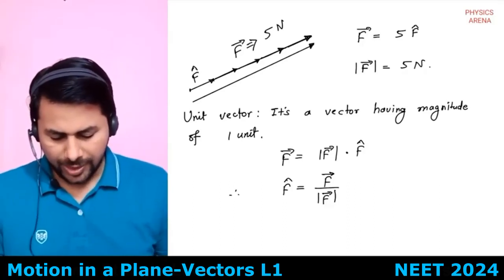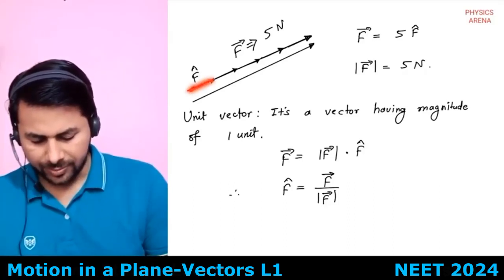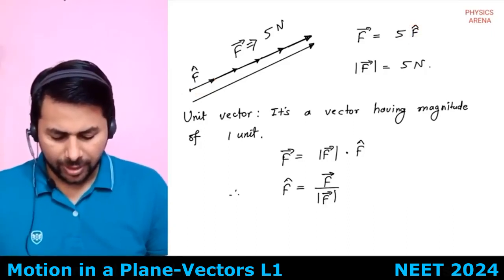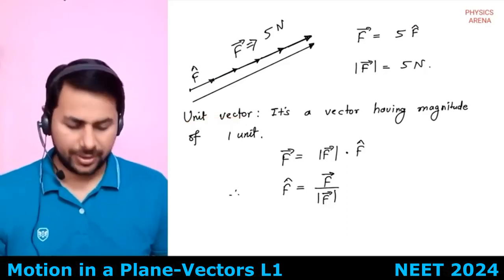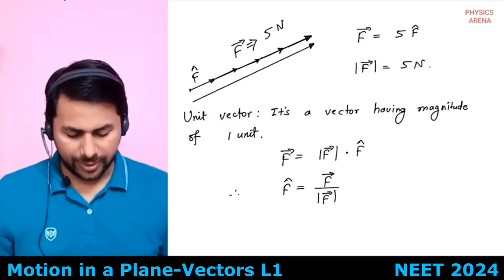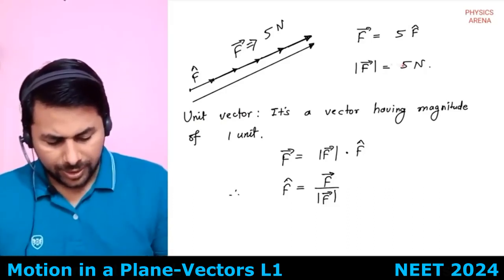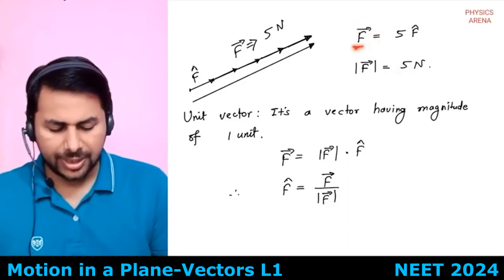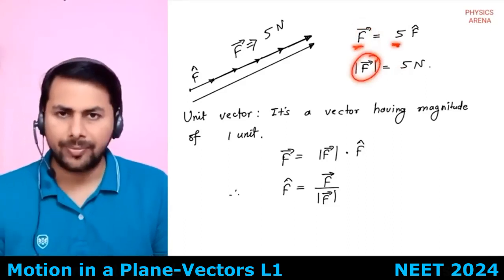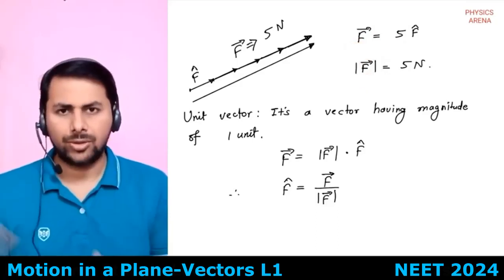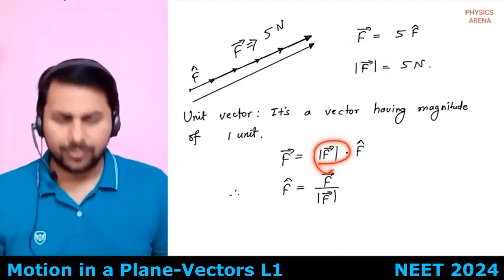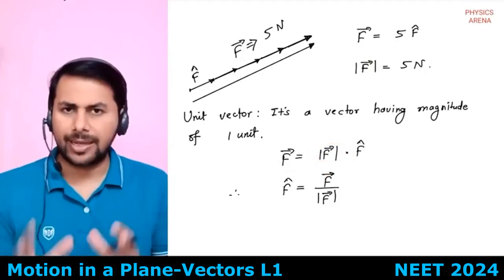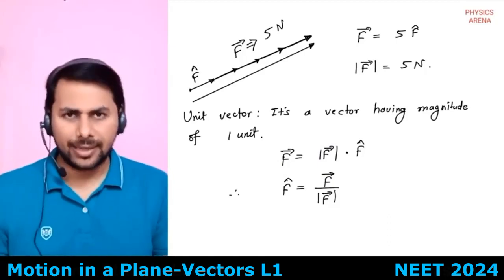Okay, so if you consider this vector f cap, this is known as the unit vector in the direction of f bar. So what is a unit vector? It's a vector having a magnitude of 1 unit. Now see, the magnitude of this f bar is equal to 5. So I can write this equation as f bar is equal to the magnitude of f bar multiplied by f cap. A vector can be written as its magnitude multiplied by the unit vector in that direction.